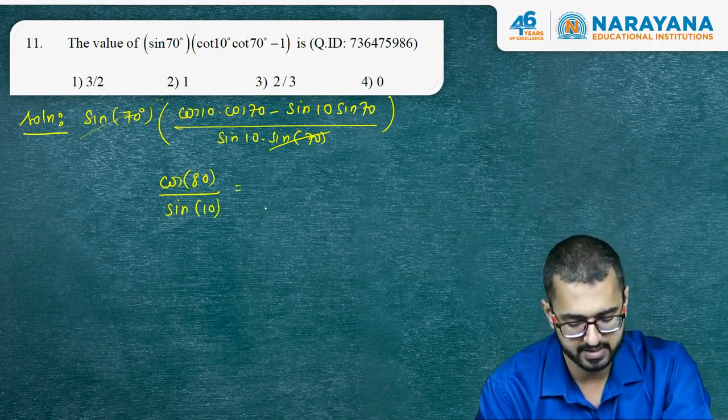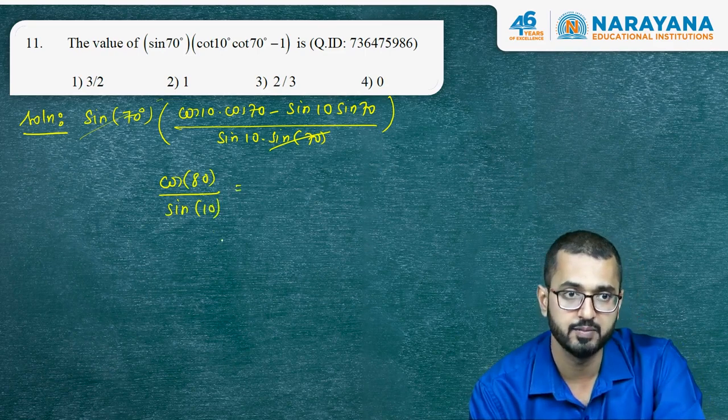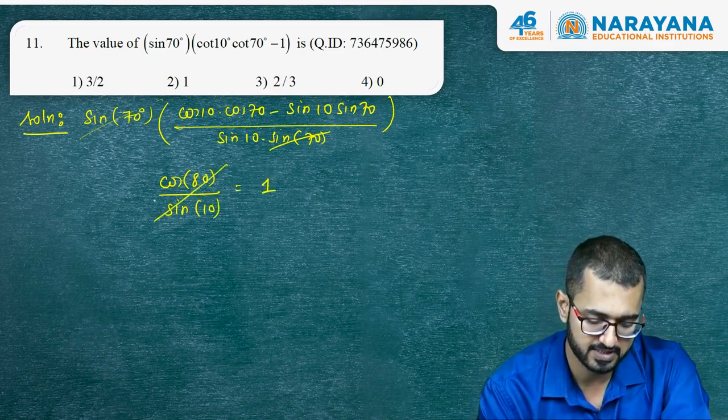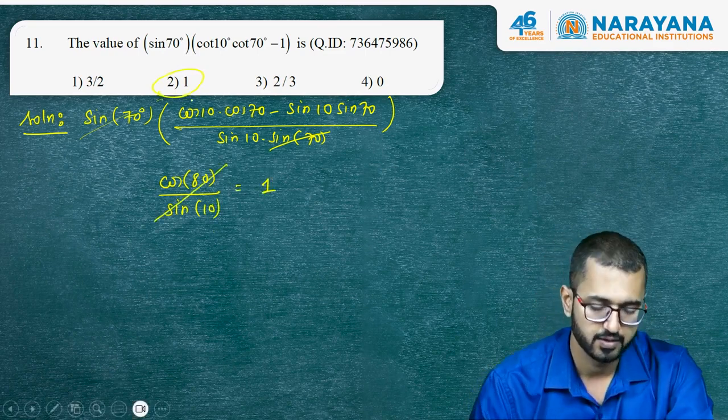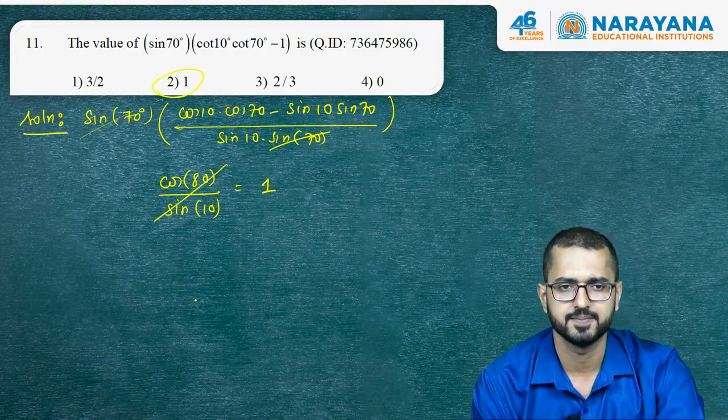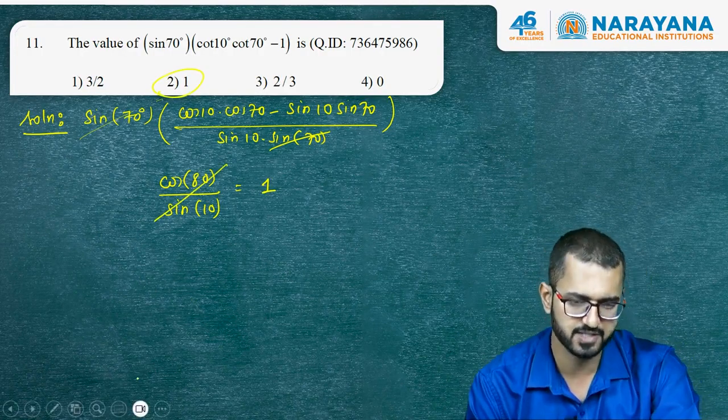So cos 80 and sine of 10 add up to 90 and they are complementary, means they get cancelled to give you 1. So here option 2 will be correct. This was in fact the easiest question.